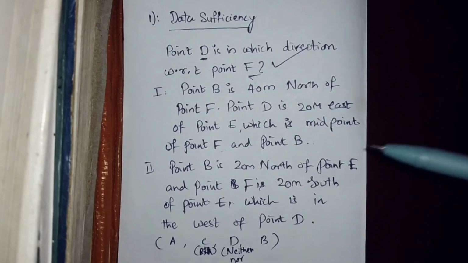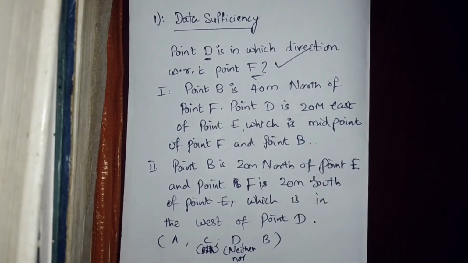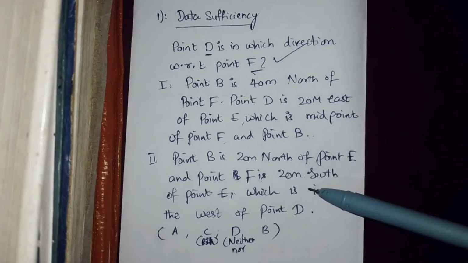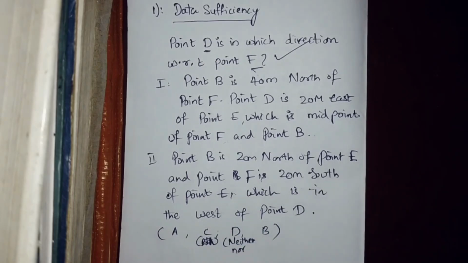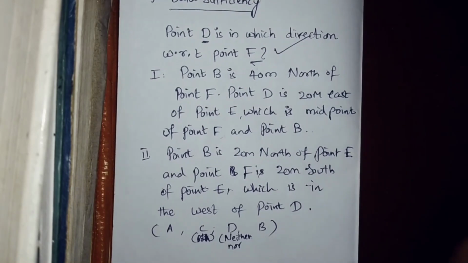If C, both the statements are necessary to answer the given question. D means even though we have both the statements, we cannot get the answer using the two statements. So there are only four options: A, only one. B, only two. C means both. D means even though we have both the statements, we cannot get the answer. Let us check statement by statement. Let us do the question first: Point D is in which direction with respect to point F?